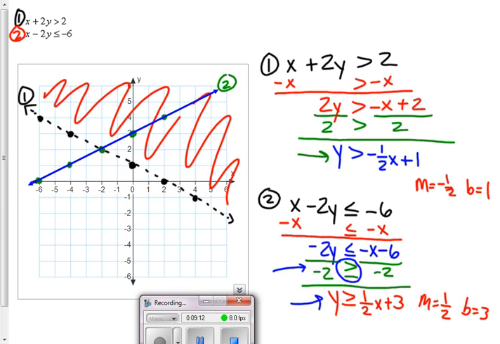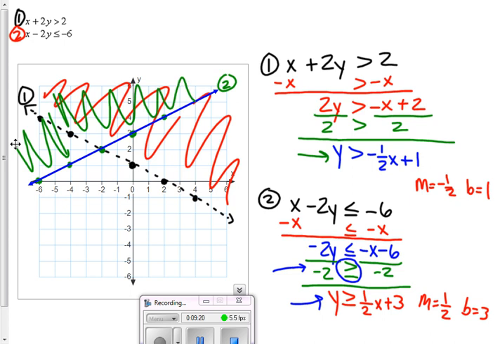We need to shade above the line, so we start shading above the line, and we determine where that red and green come together. And that red and green come together in that those are solutions. So that's the area that we need to darken in, because these are the solutions for our inequalities here. This will conclude lesson 3, systems of inequalities.